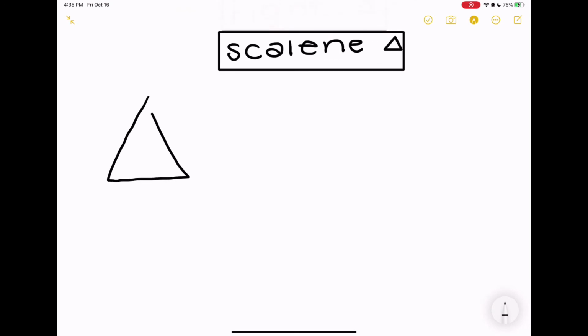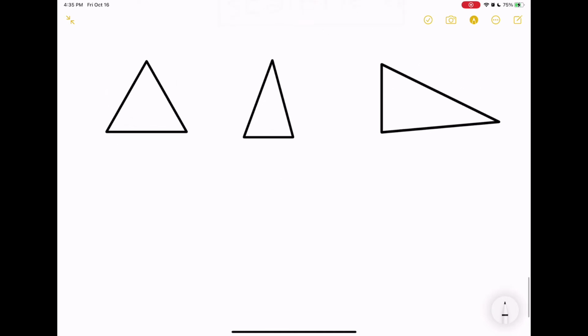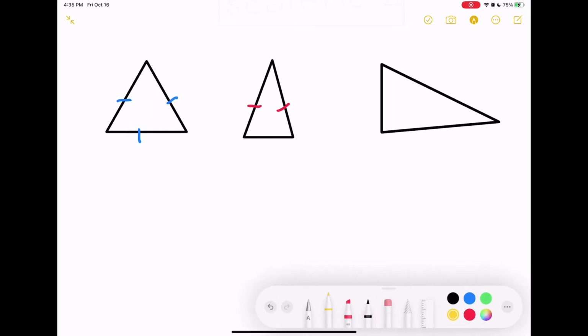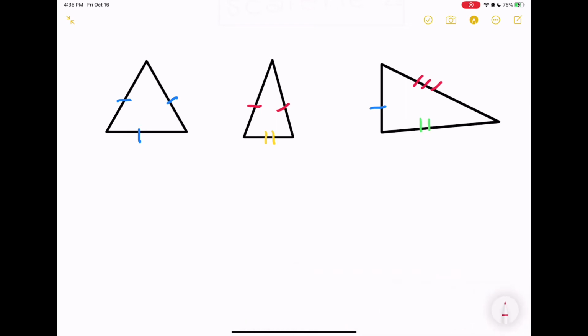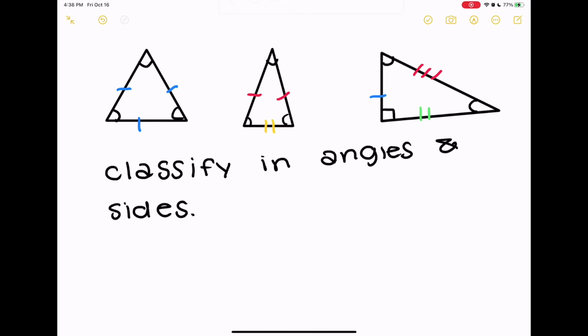Now you guys are going to do a problem all by yourself. You're going to classify 3 different triangles, applying everything that we've learned today. So the first one has the same length for all 3 sides, the second has different lengths for one of the sides, and for the third one, all 3 of the lengths of the sides are different, and I went ahead and drew the angles for you. Now classify this in angles and in sides. 30 seconds.